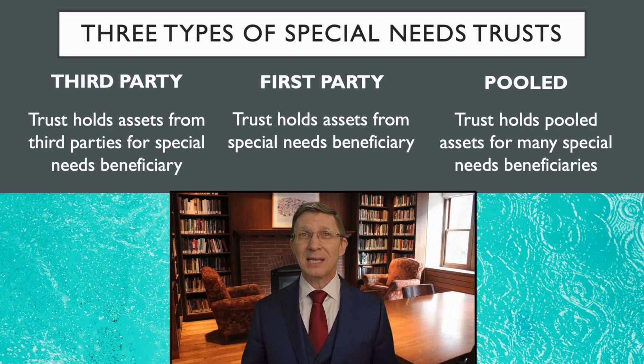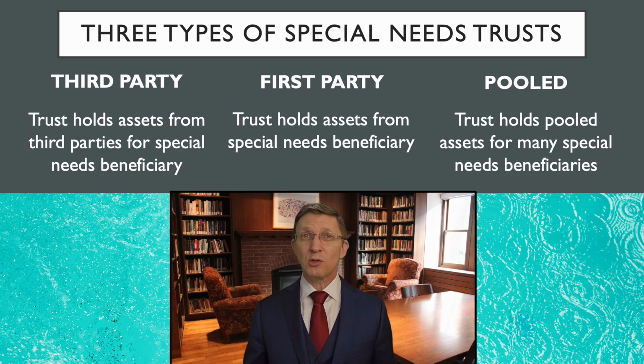All types of SNTs follow certain rules. For example, the special needs beneficiary cannot serve as the trustee in charge of the trust, and the trustee cannot pay money directly to the beneficiary.